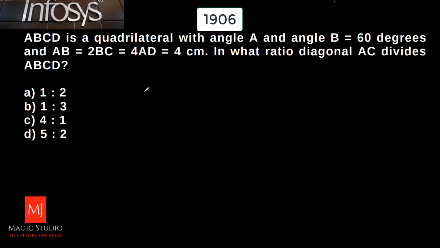ABCD is a quadrilateral with angle A and angle B equal to 60 degrees. So if I make this A and B, these two angles are 60 degrees. AB is equal to 4 centimeters. AB is equal to 2BC. That means BC is equal to 2 centimeters. 4AD is 4 centimeters, so AD is equal to 1 centimeter. This is D. This is my quadrilateral ABCD, and this is 1. These two angles are 60 degrees, we know that.